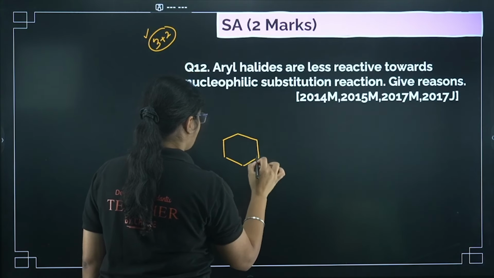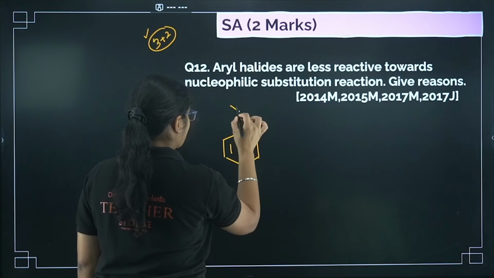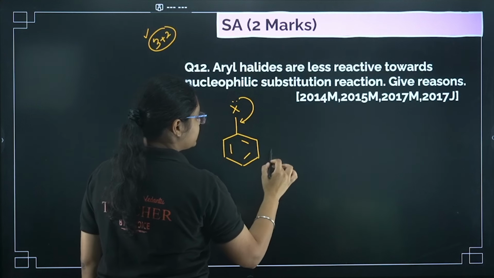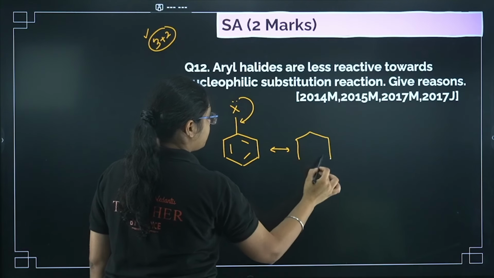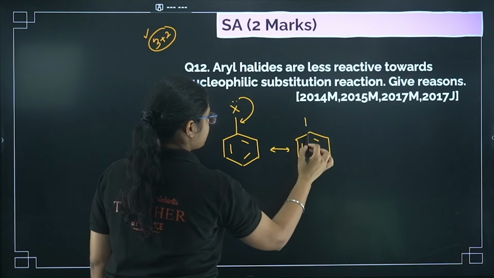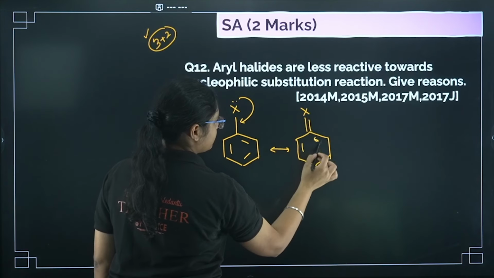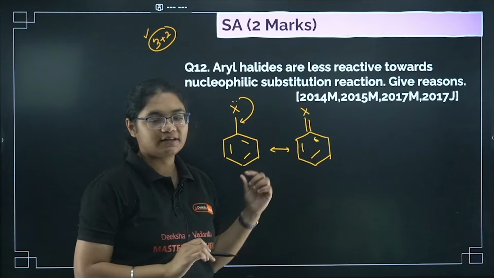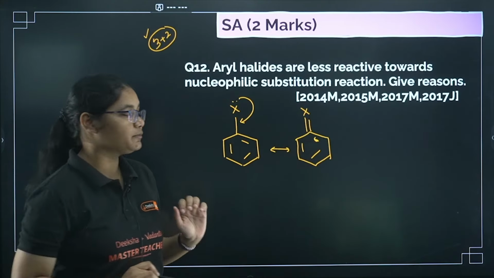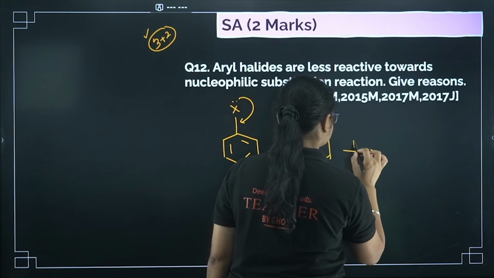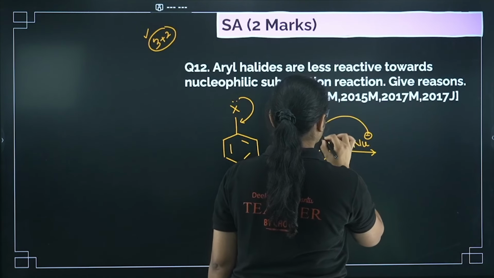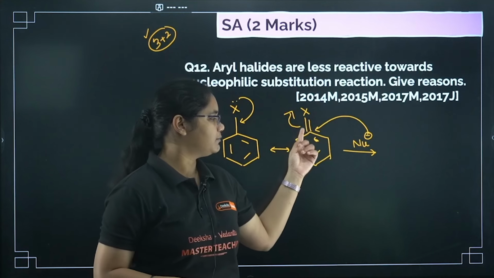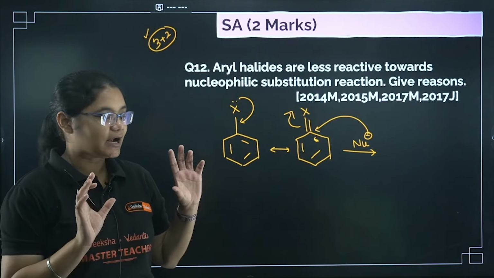See, the first important reason is when you have this halogen, it has a lone pair. So this lone pair of electrons undergoes resonance. So there is a partial bond formed between X and the ring. Now due to this partial bond, what will happen? The nucleophile cannot come and just remove X from here, because it has a partial bond with this particular carbon. So that is the first reason.